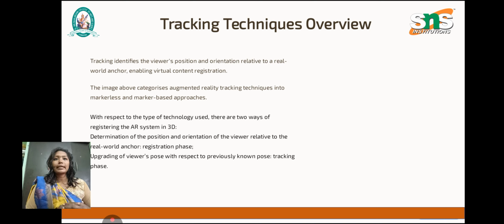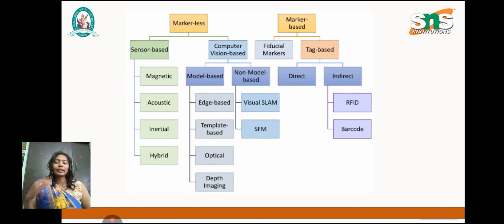Next is tracking techniques. Tracking in AR allows the device to understand where it is in the real world, and it also calculates the position and rotation of the camera. So the virtual objects appear to be anchored in place. The augmented reality tracking techniques fall into markerless or marker based categories. These are the different types of techniques in tracking devices.